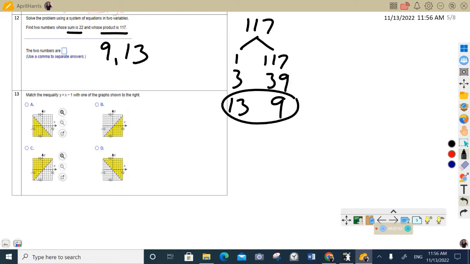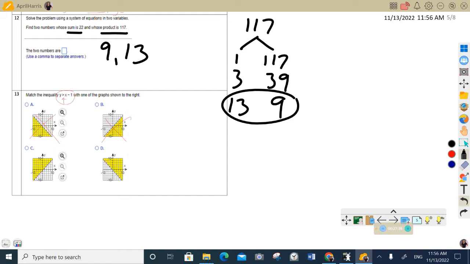All right, number 13. Match the inequality with one of the graphs shown to the right. Well, mine are actually below because I copy and paste. First thing I notice in our inequality is it says y is greater. Greater is above. So if it's shading below, that's not going to be the graphs. So it's either going to be C or D.